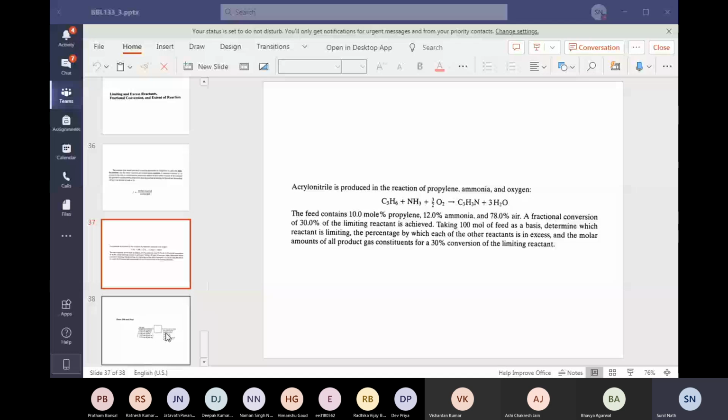So you can say that percentage excess of ammonia is how much ammonia you fed minus how much ammonia reacted if it had followed the stoichiometric conversion equation that you have in the problem, divided by the same stoichiometric number, into 100. So moles of ammonia fed minus moles reacted stoichiometrically, divided by moles of ammonia reacted as per the stoichiometric balance of this equation, into 100, is the percentage excess of ammonia. Similarly, you can find it for oxygen.